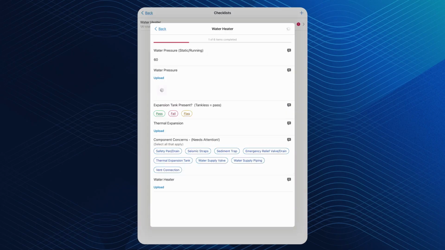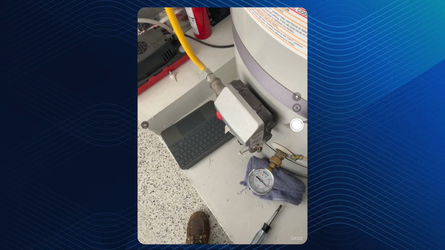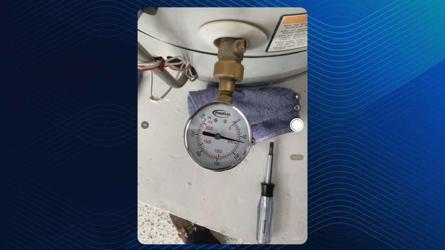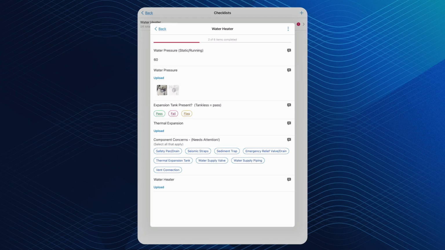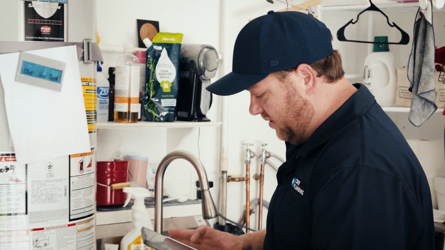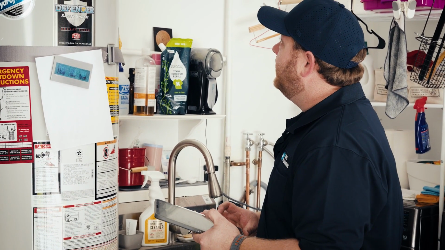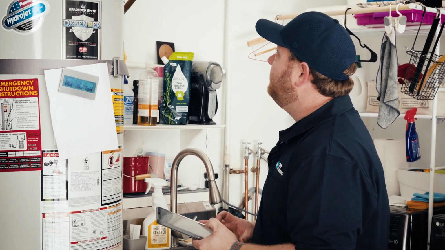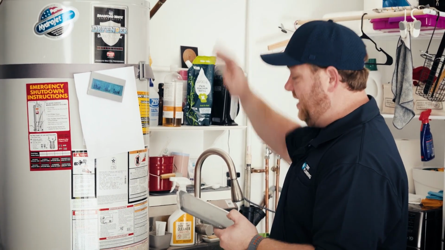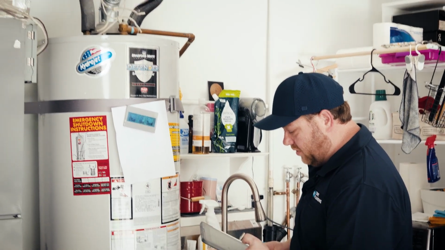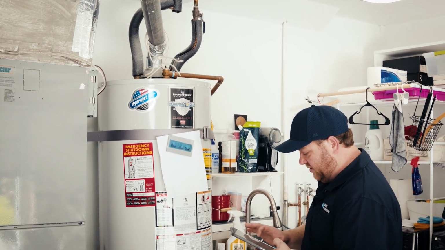We're also going to test the running pressure to see how well her pressure reducing valve is functioning. And we can see about a 5-pound difference. So I have that documented on my checklist here. After that, we need to figure out, do we have thermal expansion under control? And we can tell that that component is missing. So we're going to select the option there.